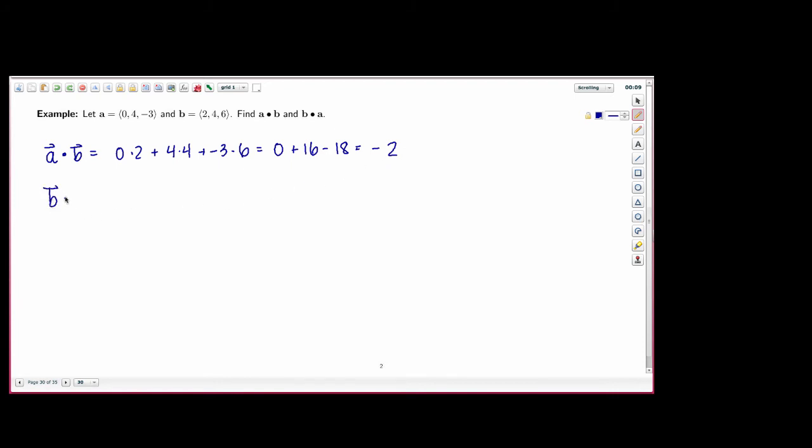Now let's do B dotted with A. For B dotted with A, I'm going to do 2 times 0 plus 4 times 4 plus 6 times minus 3. So again, I'm getting 0 plus 16 minus 18, which is equal to minus 2. It should be pretty clear that no matter what vectors A and B we take, A dotted with B is going to be the same as B dotted with A.